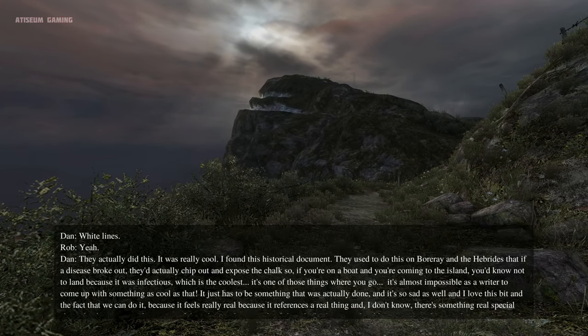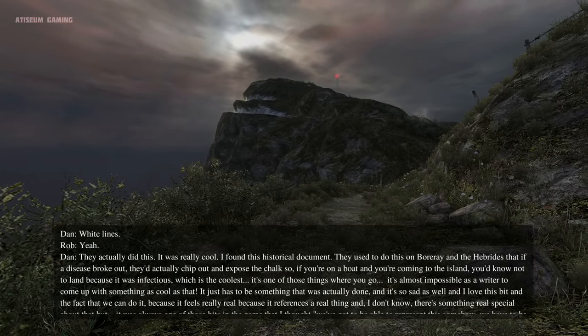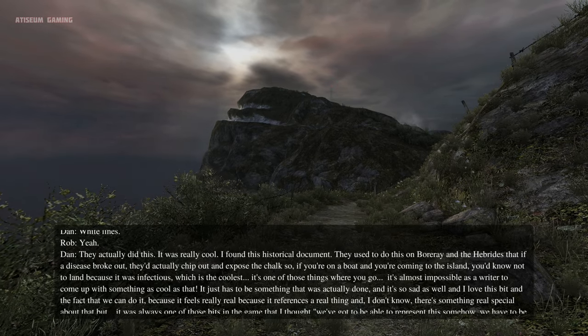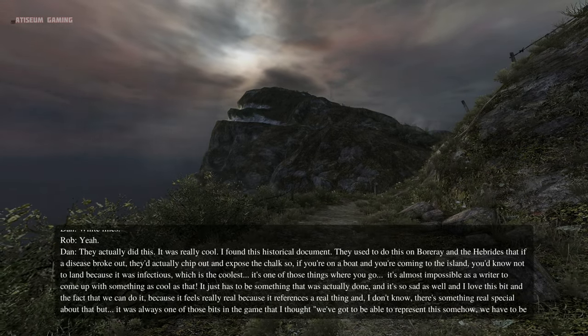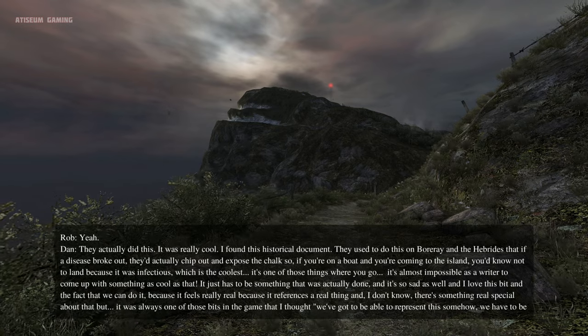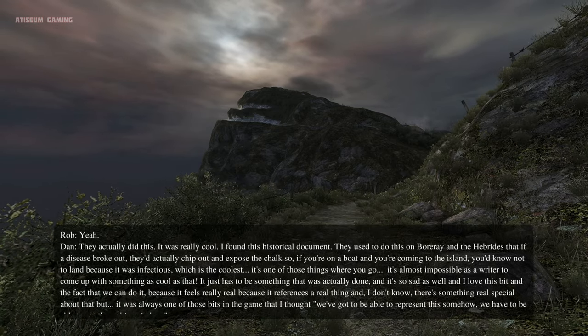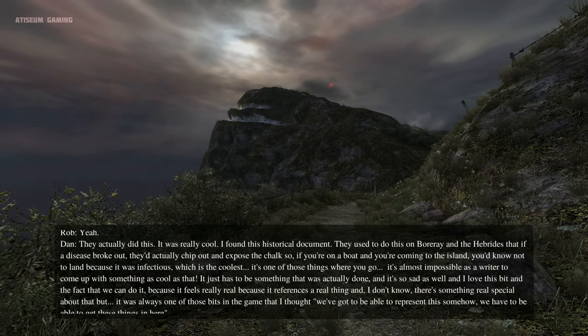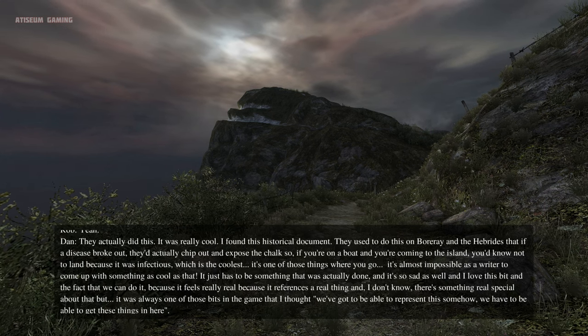White lines. Yeah. They actually did this. It was really cool. I found this historical document. They used to do this on Boreray in the Hebrides. If a disease broke out, really? They'd actually chip out and expose the chalk. So if you're on a boat and you were coming to the island, you'd know not to land because it was infectious, which is the coolest, most amazing thing.